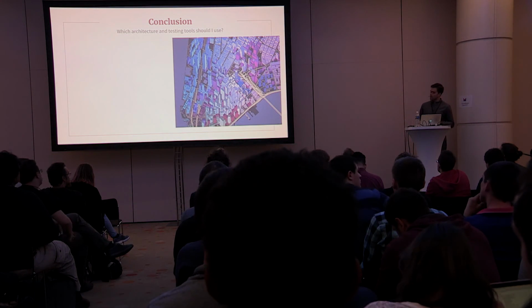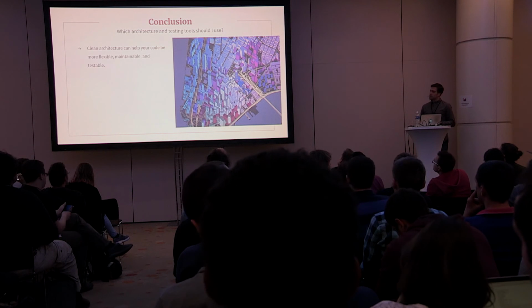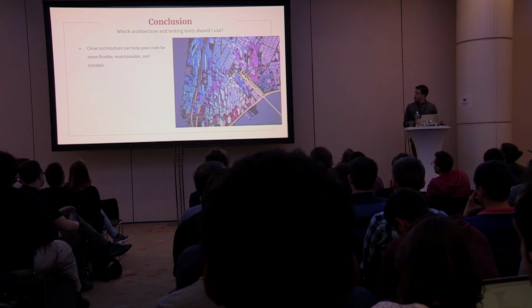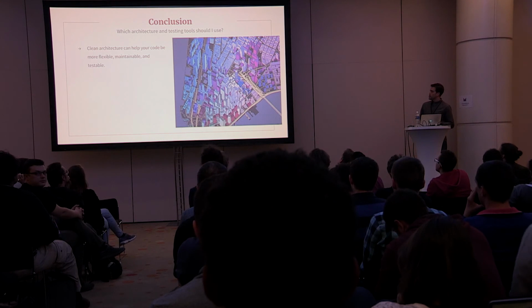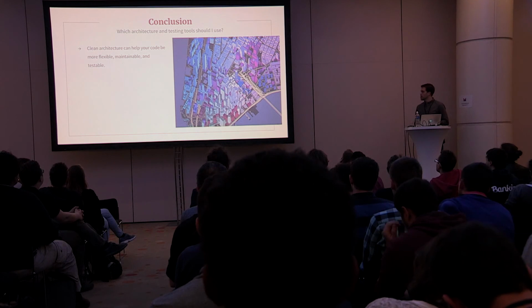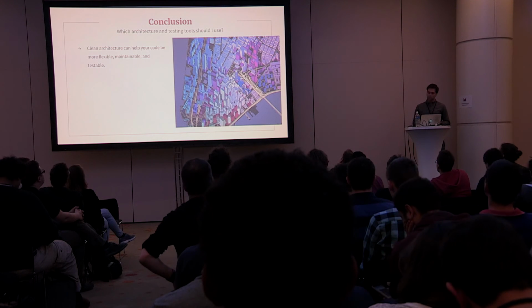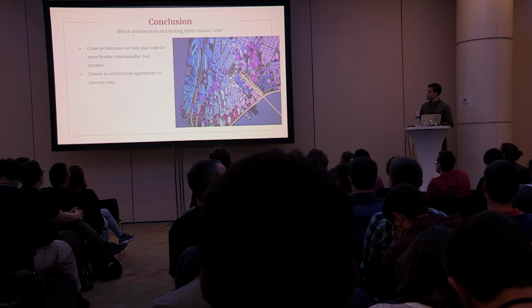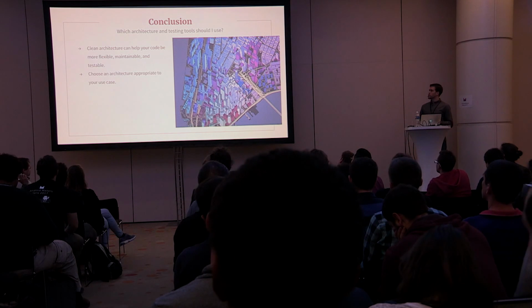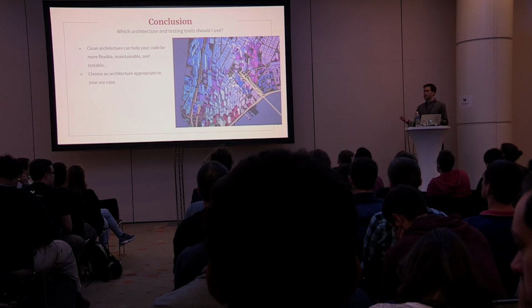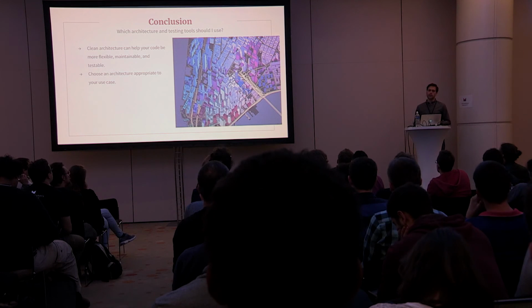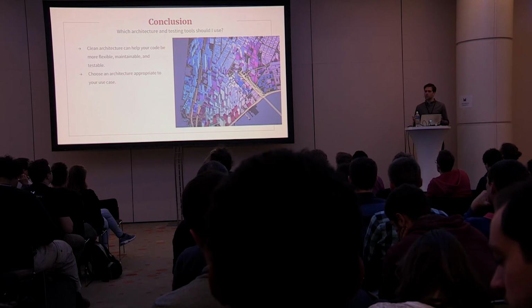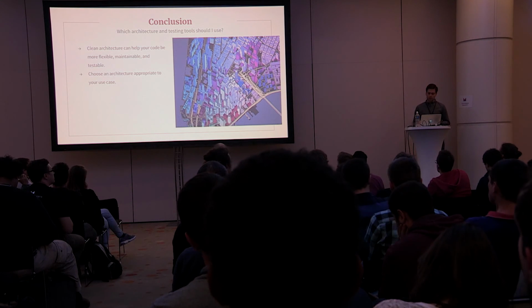All right, so let's summarize what we talked about. Number one: using some sort of clean architecture in your application can help your code be more reliable, more maintainable, and more testable. You should choose an architecture appropriate to your use case. I'm not going to say that MVPC is a silver bullet and every Android app out there should be using it. What I am going to say is that we have a variety of tools in our toolbox now, and we're just figuring out how to use them on Android, so use the one that fits your use case the best.